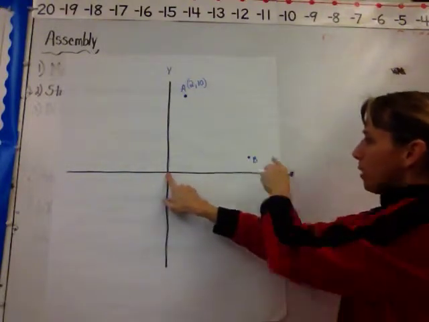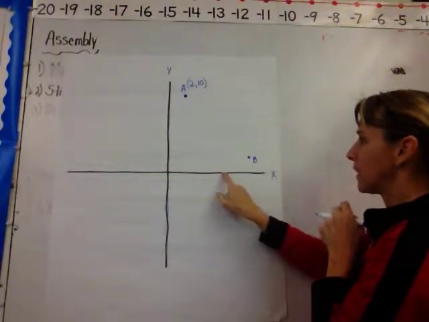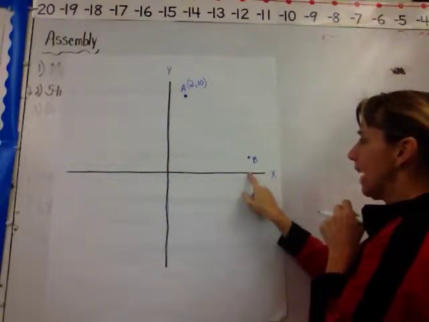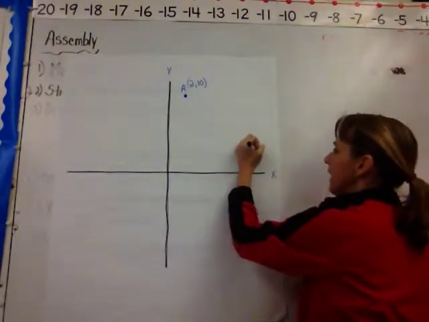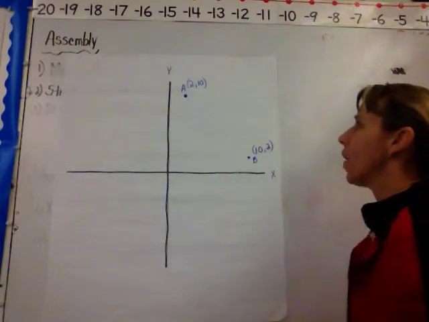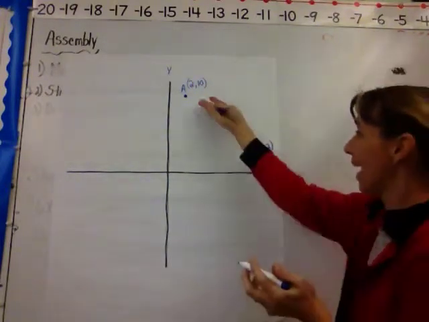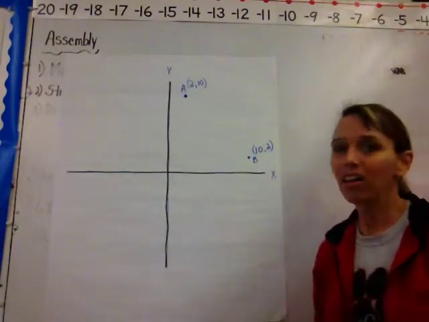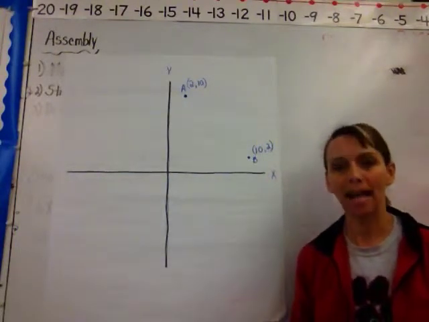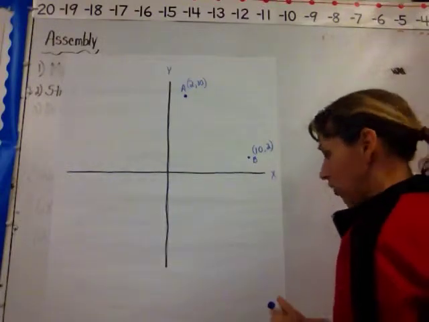For this point, point B, right over here, I'm going to count over 1, 2, 3, 4, 5, 6, 7, 8, 9, 10, and up 2. So I have 10, 2 for this point. Now, if I'm given the points, but I have a graph, all I have to do is make an L and make a right triangle. And that's pretty simple to do.